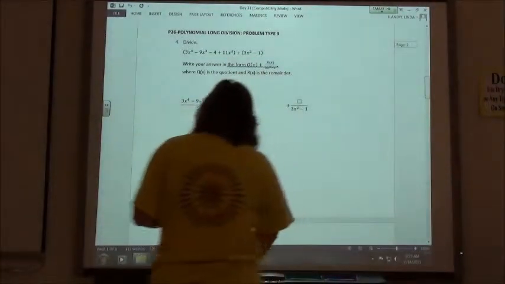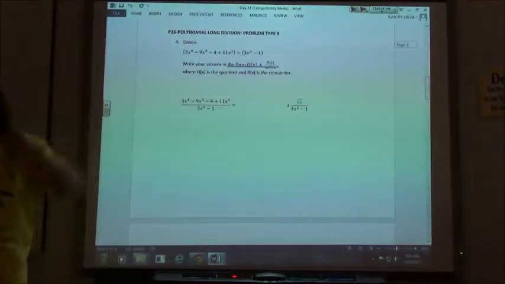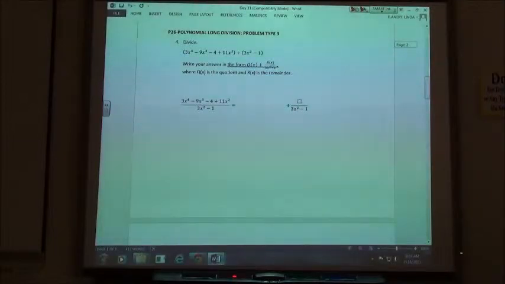Polynomial long division problem type 3. Now they're going to start rearranging your polynomial so that it's not in best form, and you're going to want to rearrange it and put it in best form. If they leave out a term, we're going to put a 0 in its spot so that everything will line up all nice and neat.